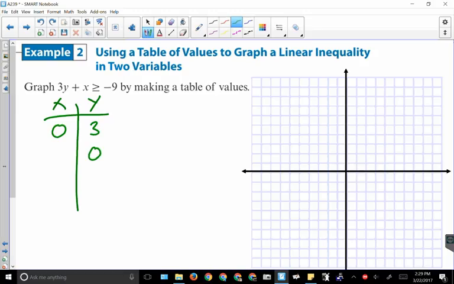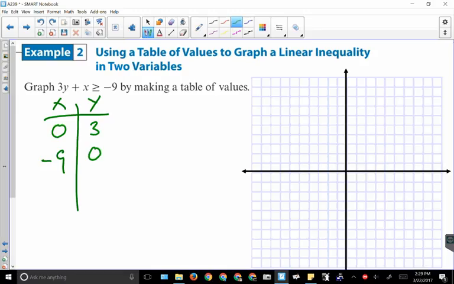3. So if you put 0 in for y, 3 times 0 is 0, x is greater than or equal to negative 9, we want negative 9. Oh, you said negative 9. Good. So negative 9 is correct. Okay. You were asking that in terms of a question.